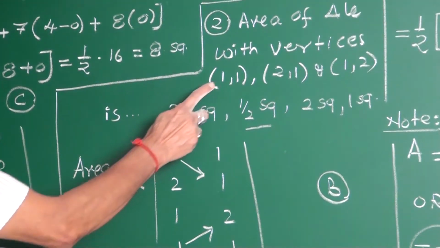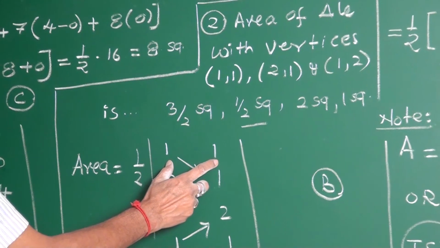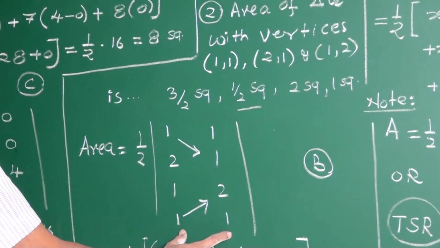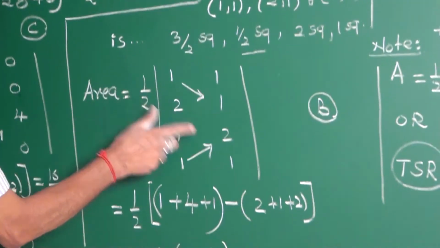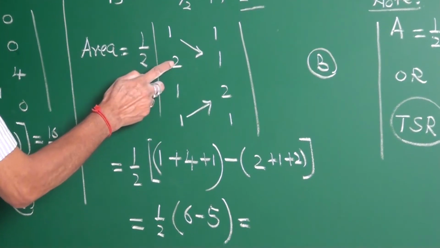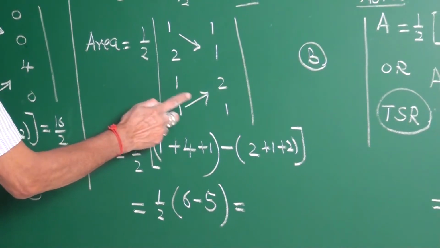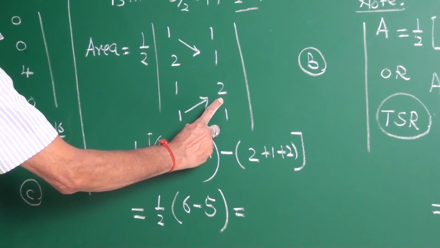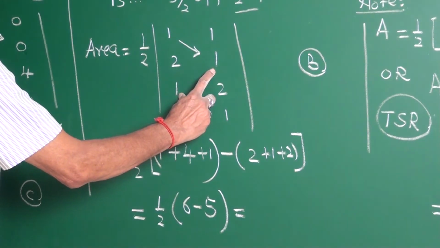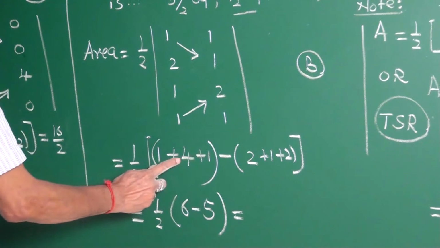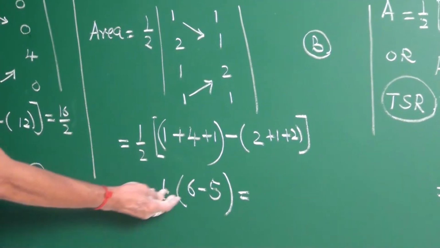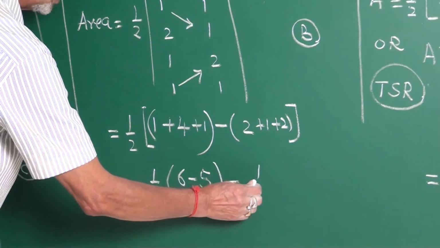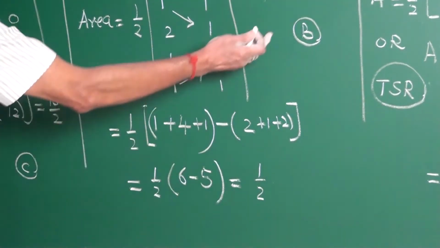Area, half. Write the coordinates of the first vertex, second vertex, third vertex, first vertex, half into. Come down, 1 into 1, plus 2 into 2, 4, plus 1 into 1, plus 1, minus. Go up, 1 into 2, plus 1 into 1, plus 2 into 1. This is 6 minus 5. 6 minus 5 is what? 1 by 2 square units is the answer.